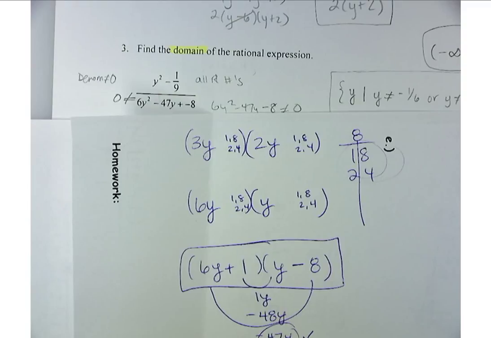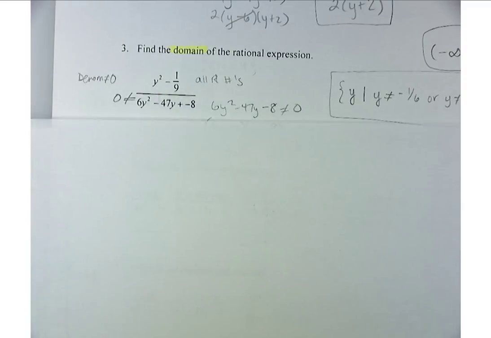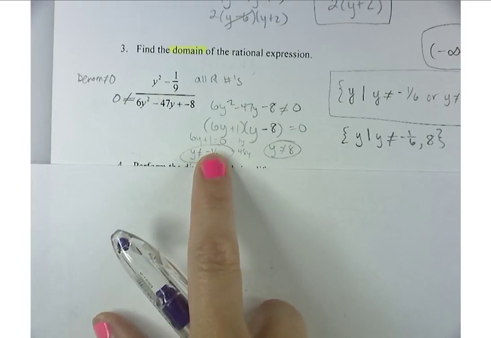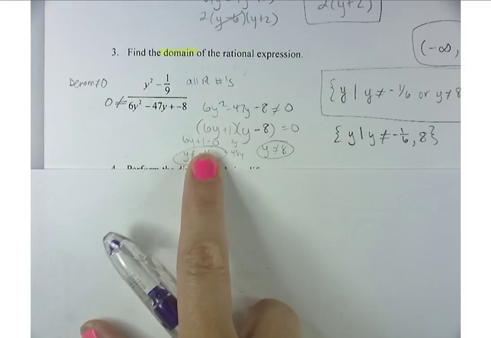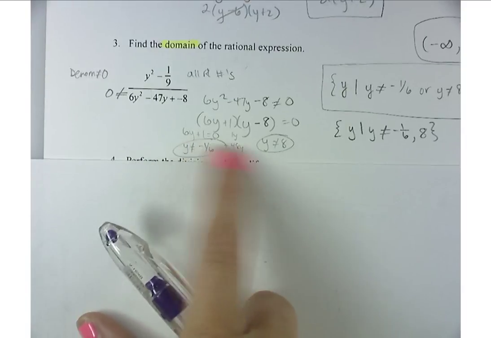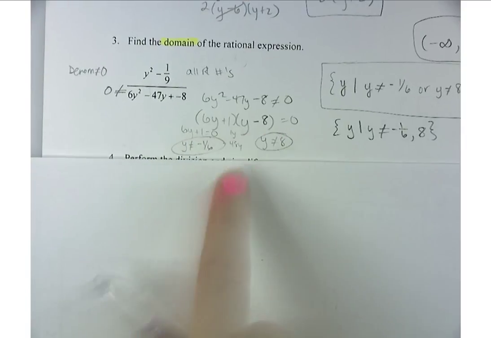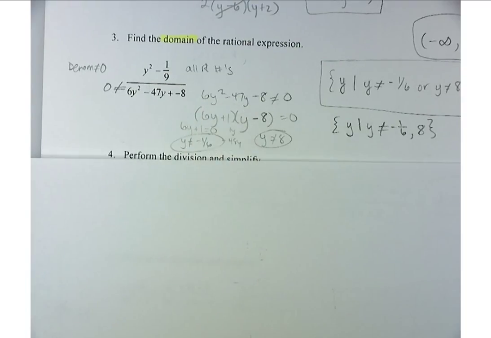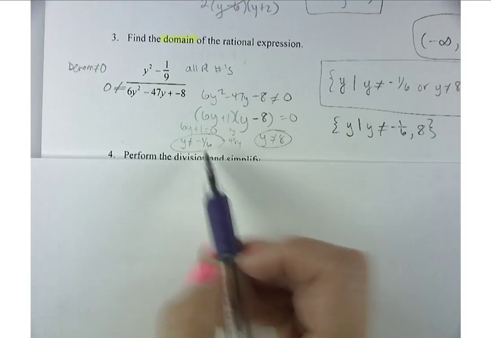Foiling. Okay, you're just foiling it back to make sure that it checks out. Now for the domain, you have to go one step further and set them both equal to 0. So 6y plus 1 equals 0, or y minus 8 equals 0, because we know when you multiply them together, they equal 0. So one of them has to be, because their product is 0. So y can't be negative 1/6, or y can't be 8.